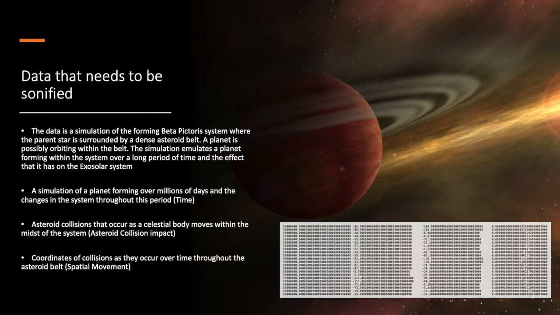The second column represents the horizontal plane of the asteroid belt, or the x-axis, measured in astronomical units. The third column represents the vertical plane, or y-axis, measured in astronomical units. And the fourth column details the asteroid's collision data and the sizes of the collisions.